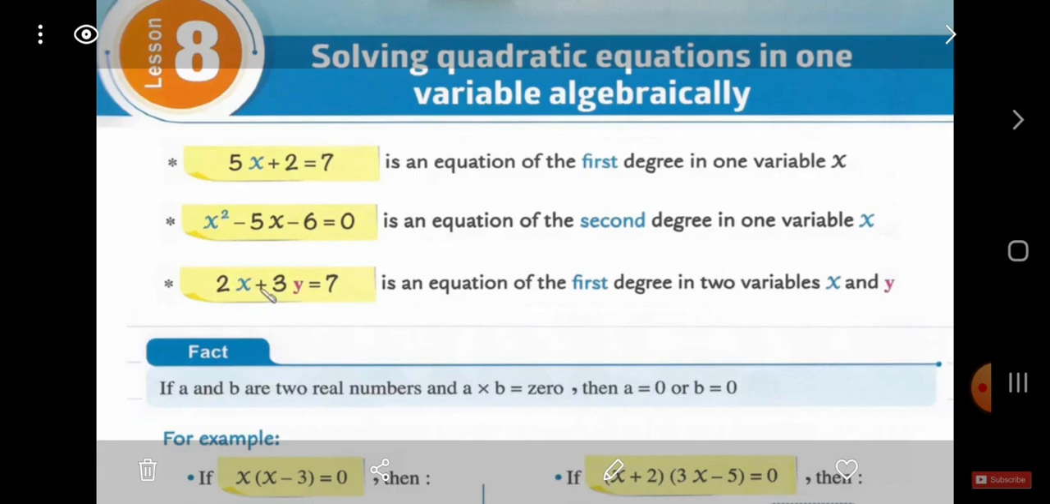The third equation, 2x + 3y = 7. This is an equation of the first degree because x has power 1 and y has power 1, but we have two variables, x and y. For that we say two variables.